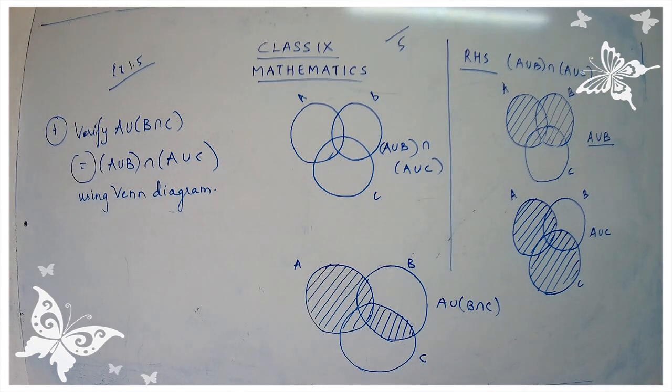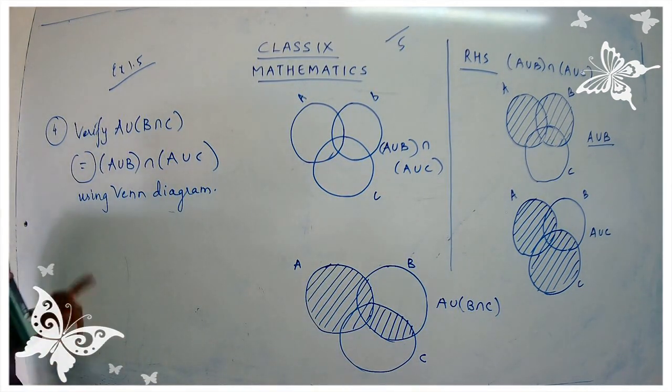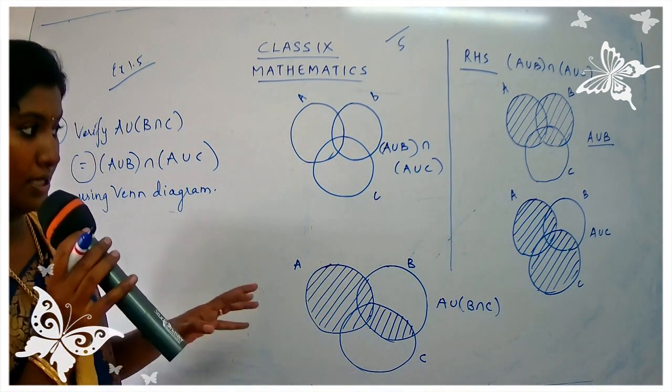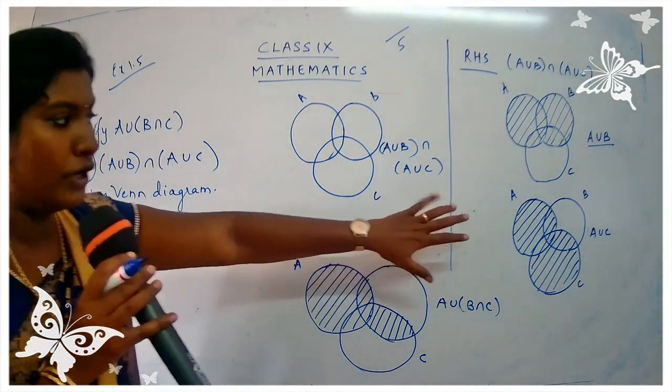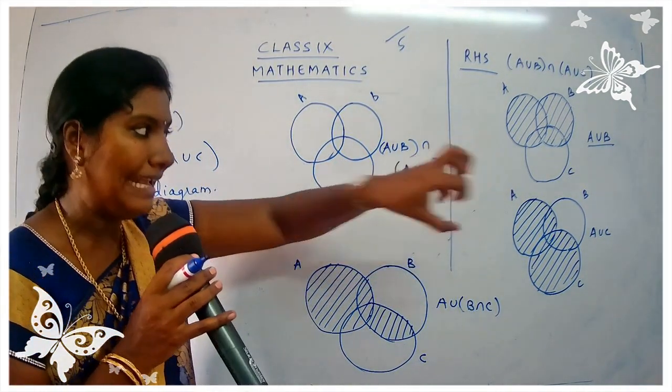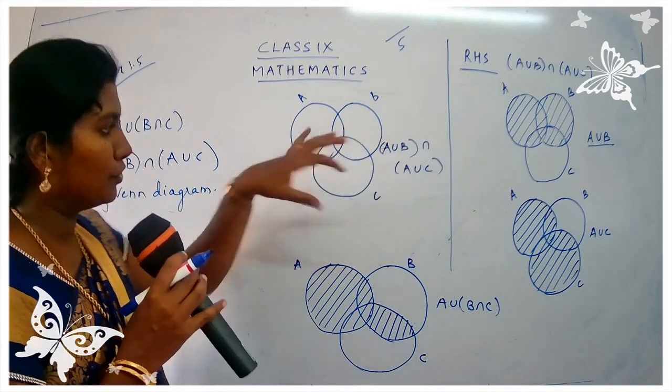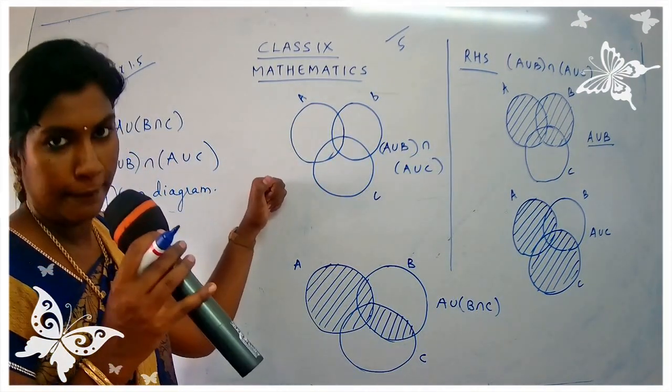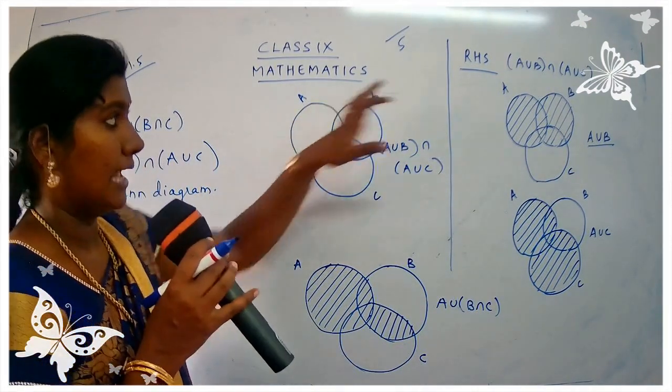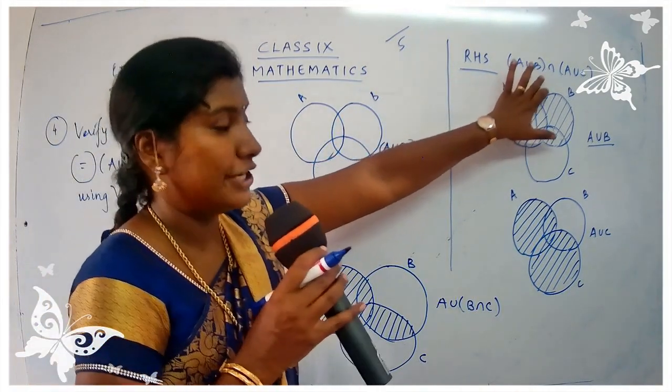Okay, children, so we have completed the 2 parts for RHS. One is we have shaded A union B, and the second one is we have shaded A union C. Now, as I told you, we are going to take the help of these 2 and complete our third part. That is the final part of RHS: A union B intersection A union C.